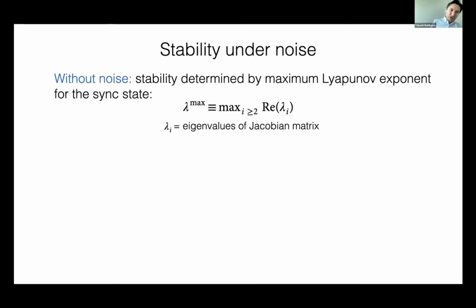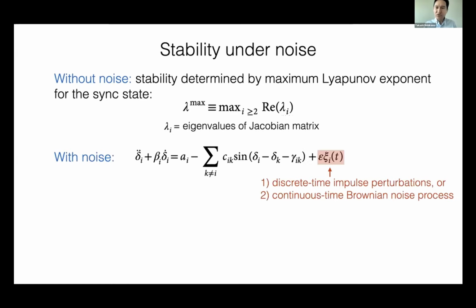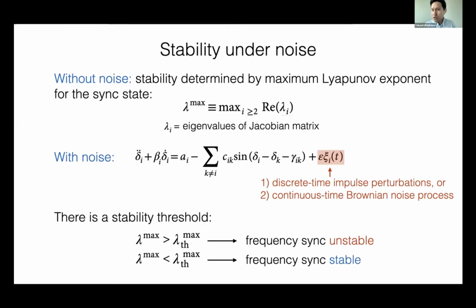And we measure the stability using the maximum Lyapunov exponent, which is the largest real part of the eigenvalues of the Jacobian matrix of the system. And even if you consider noise in the system, you can show for two broad classes of noise dynamics that there is a threshold for this lambda max, above which the synchronous state is unstable probabilistically, and below which the state is stable.